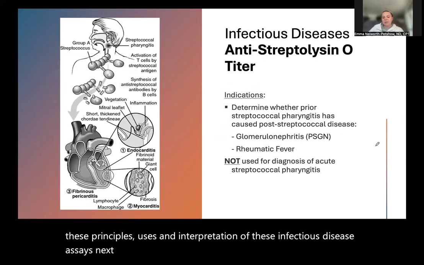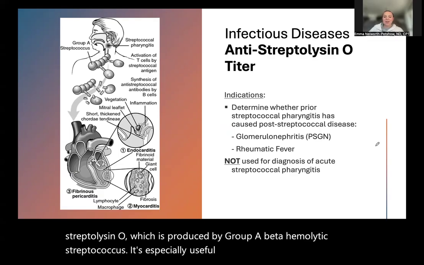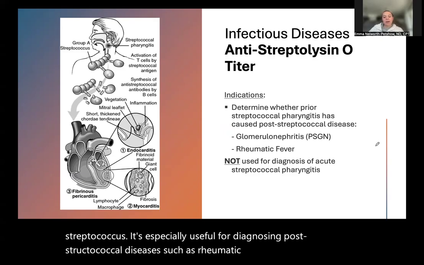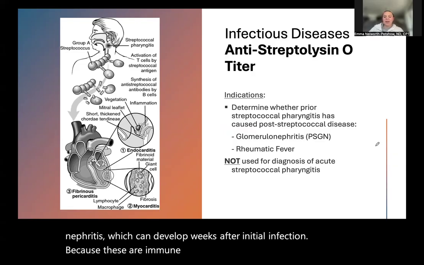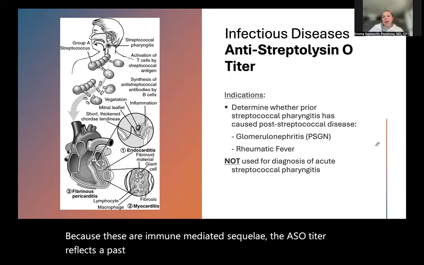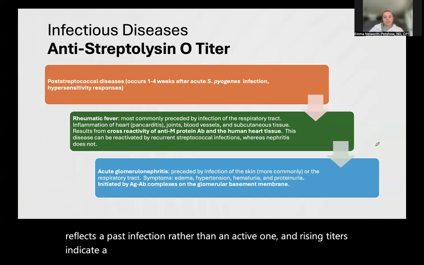The ASO titer measures antibodies against the enzyme streptolysin O, which is produced by group A beta hemolytic streptococcus. It's especially useful for diagnosing post-streptococcal diseases such as rheumatic fever or glomerulonephritis, which can develop weeks after initial infection. Because these are immune-mediated sequelae, the ASO titer reflects a past infection rather than an active one, and rising titers indicate a recent strep exposure.